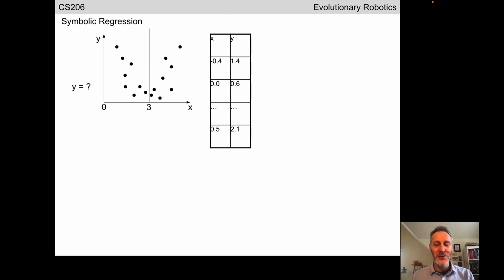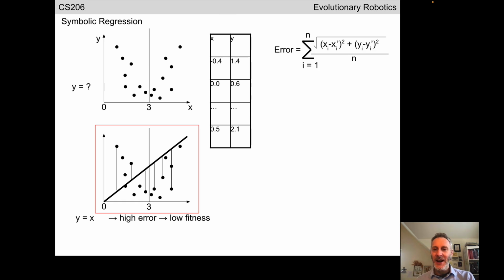If we were doing this lecture in person, I'd ask for some guesses. Here's a bad guess. We might start by guessing y equals x, which is represented by the thick black line here. You'll notice that this thick black line is a long distance away from most of your actual data. So I've represented the error here by the thin vertical lines. I haven't drawn all of them here. So this particular equation gets high error, which we can think of as low fitness.